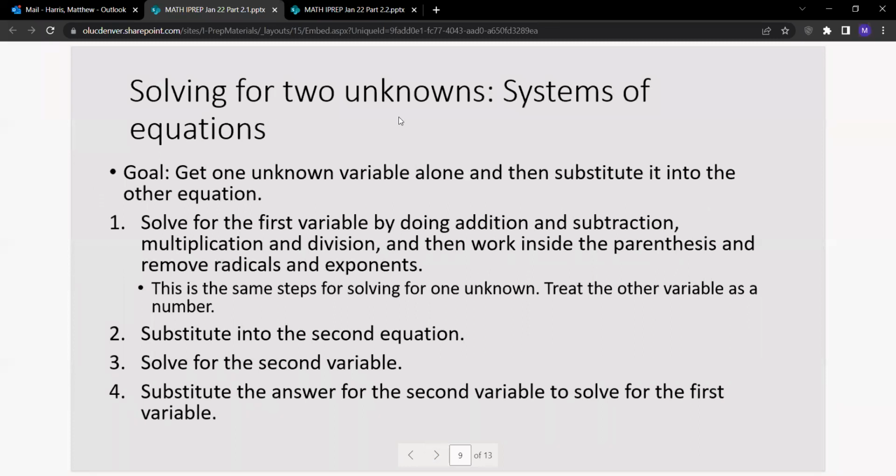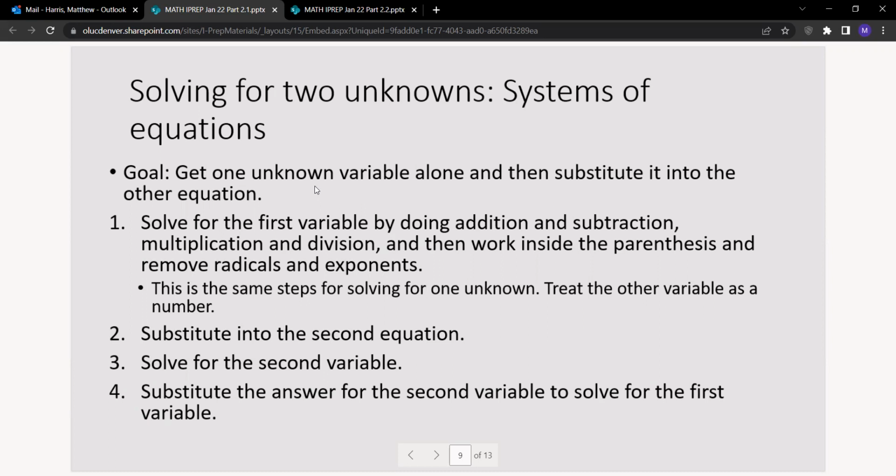So here are the steps. Our goal is to get 1 unknown variable alone and then substitute it into the other equation. So go ahead and write down all these steps, and we'll go through them together right now, and then also again in a minute when we look at our example. So step 1, solve for the first variable by doing addition and subtraction, multiplication and division, and then work inside the parentheses to remove radicals and exponents. And this is the same step for solving for 1 unknown.